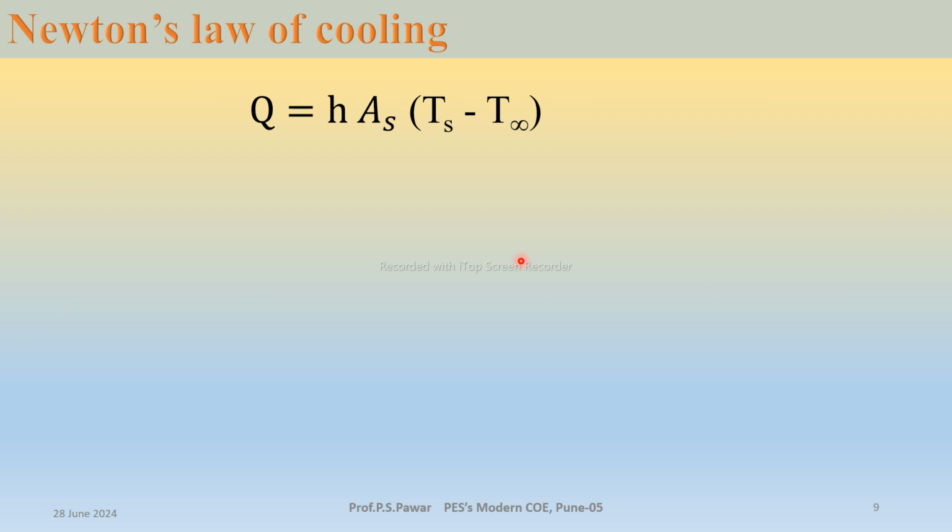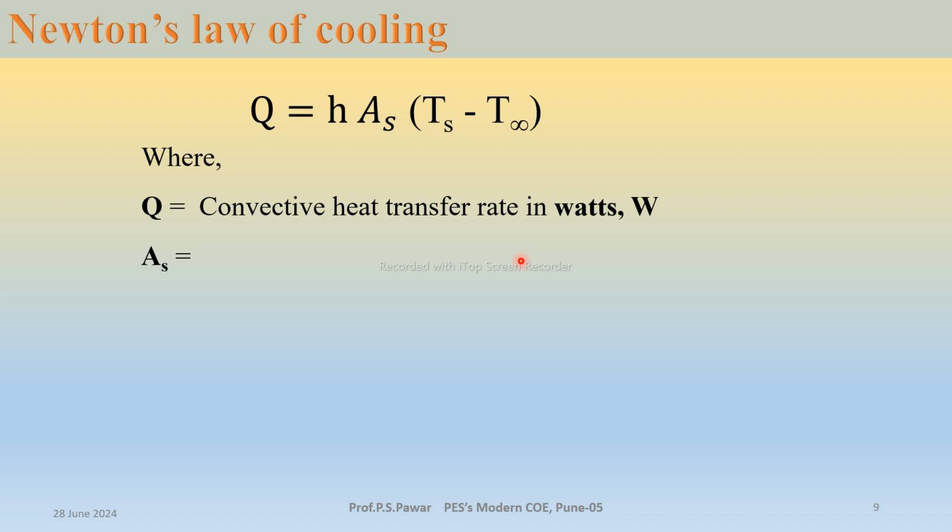So we have the equation for Newton's law of cooling for convective heat transfer as Q is equal to h into As into delta T, that is Ts minus T infinity, where Q is the convective heat transfer rate in watts. As is the surface area of the plate in meter square.